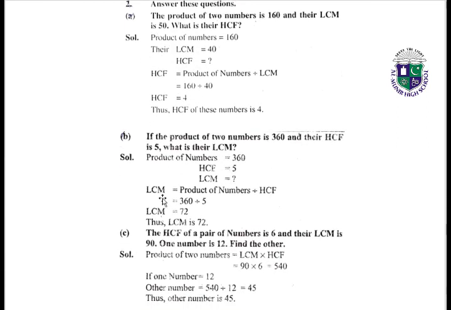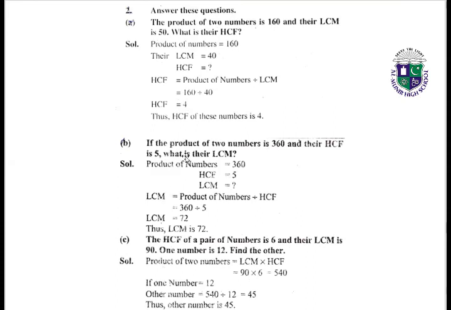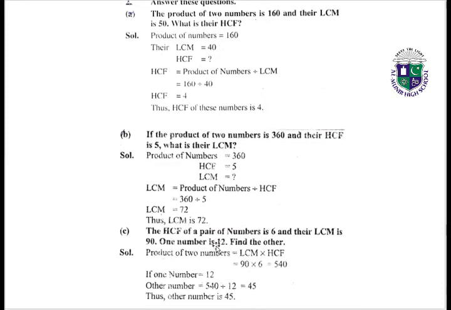Part B. If the product of two numbers is 360 and their HCF is 5, find their LCM. Least common multiple equals product of numbers divided by highest common factor. Putting the value of product of numbers 360 and HCF 5, 360 divided by 5 equals 72. Thus the LCM is 72.